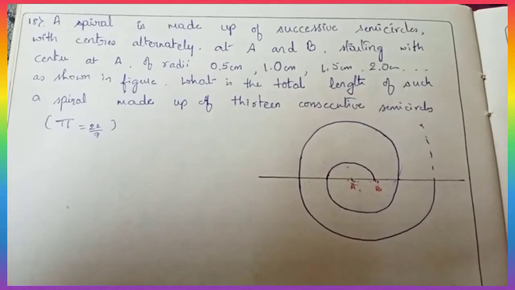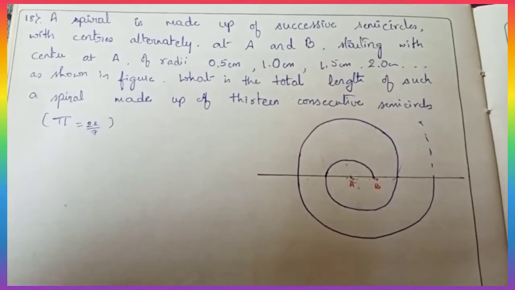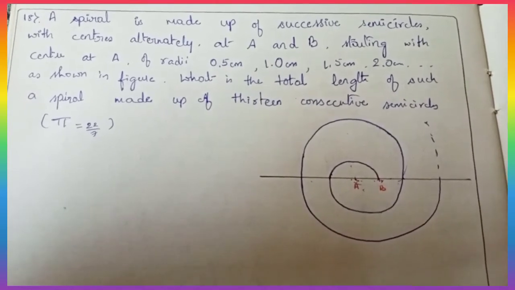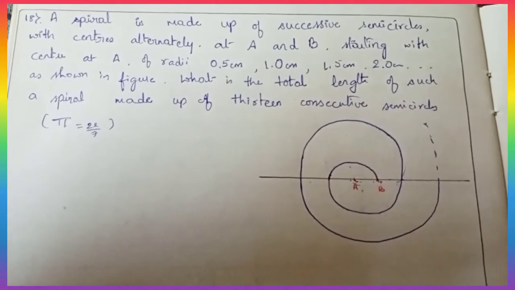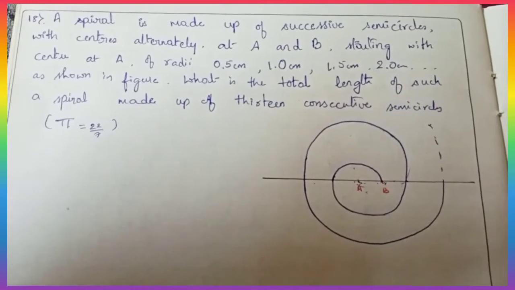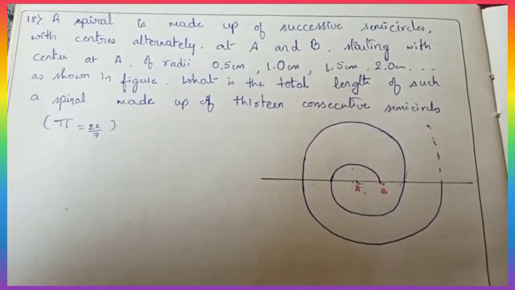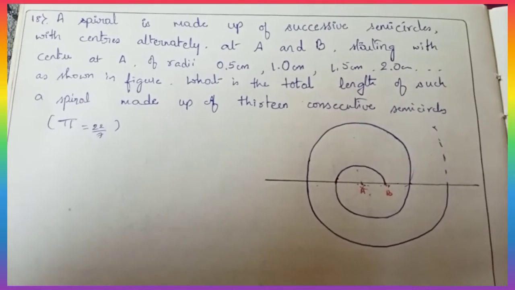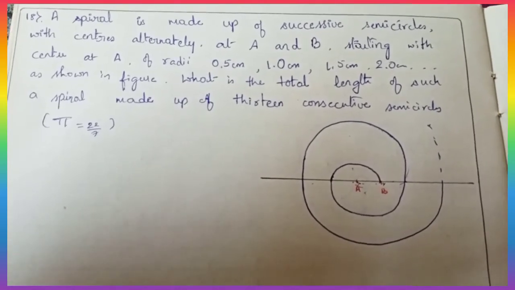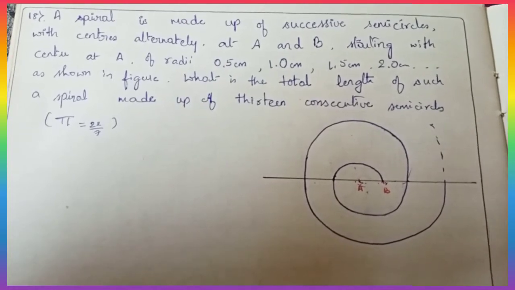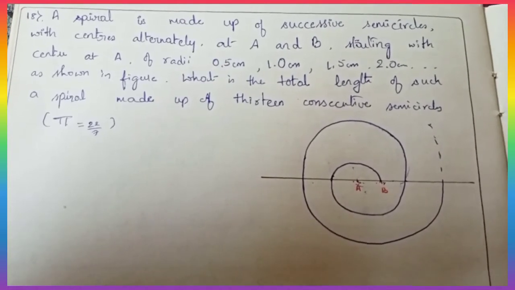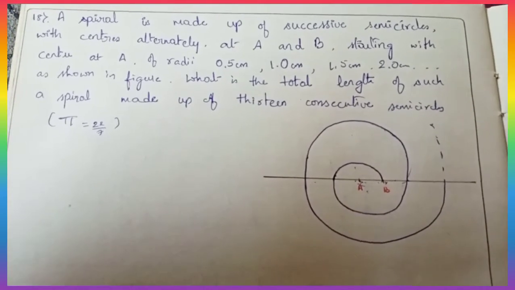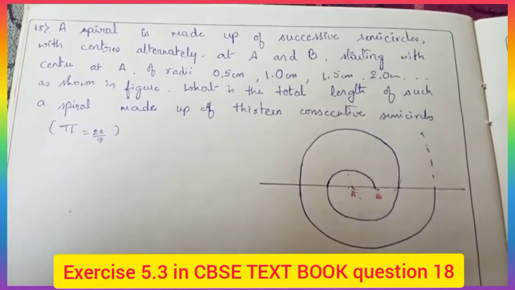A spiral is made up of successive semicircles with centers alternately at A and B. Starting with center at A, of radii 0.5 centimeter, 1 centimeter, 1.5 centimeter, 2 centimeter, and it continues as shown in the figure. What is the total length of such a spiral made up of 13 consecutive semicircles? We need to consider the value of pi as 22 by 7. That is the hint given.